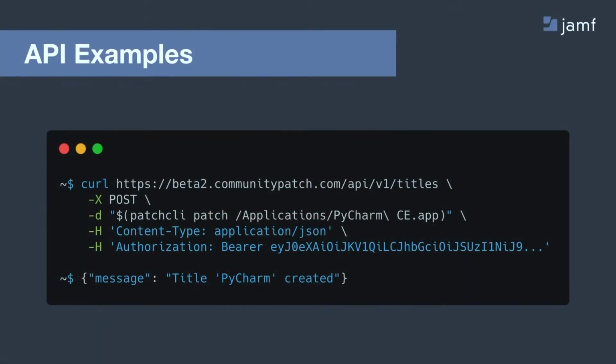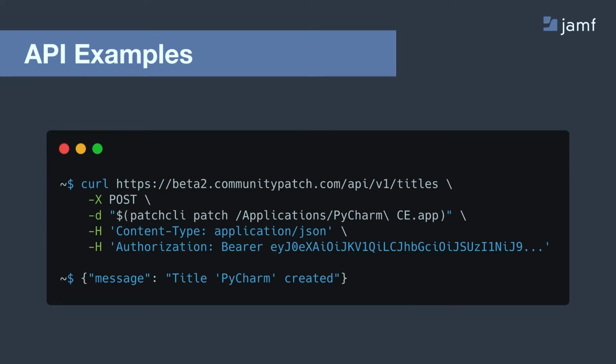So there, that one looks good. So here we're going to make our first definition with my new contributor that I just created on the service. So I'm going to make a post to beta2.communitypatch.com/API/v1/titles. I'm going to use what you saw inside the example where I'm calling patch CLI using some bash output redirection so it feeds into the data argument for curl. I'm going to pass a couple of headers, one to tell it the content type is JSON, and another one that actually contains my access token.